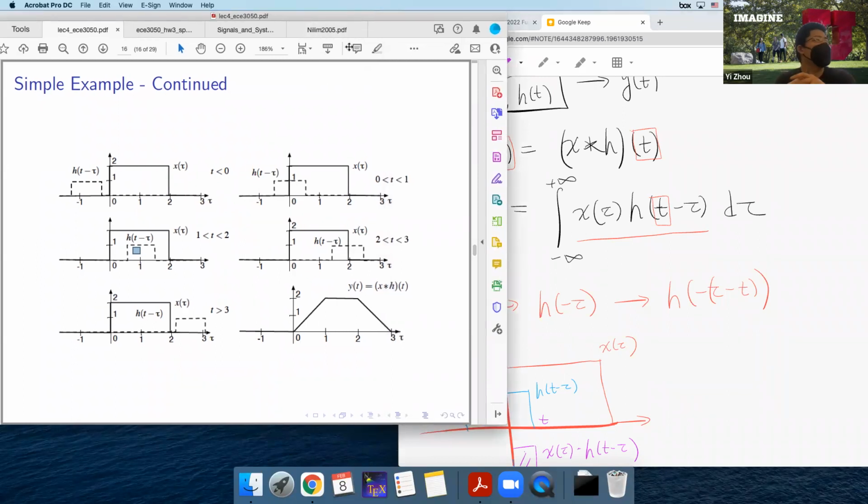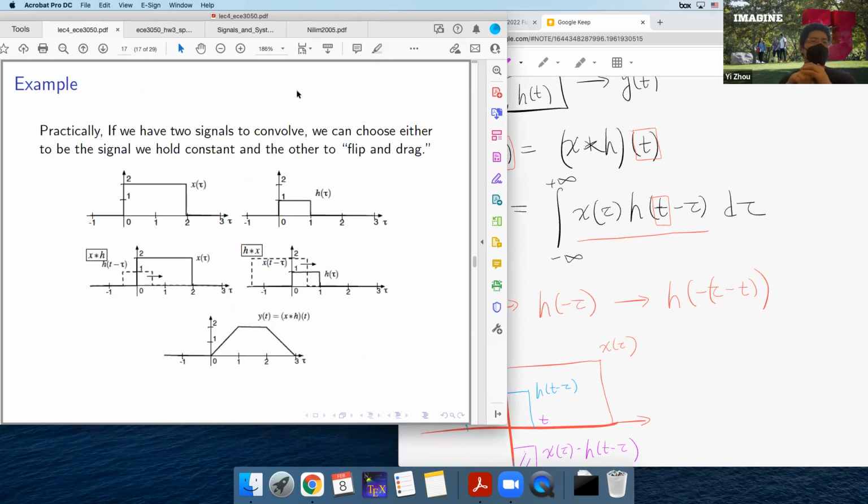Okay, are there any questions regarding this visualization? Okay, and we have shown that convolution is commutative. So basically, x convolved with h equals h convolved with x. We can exchange their order.